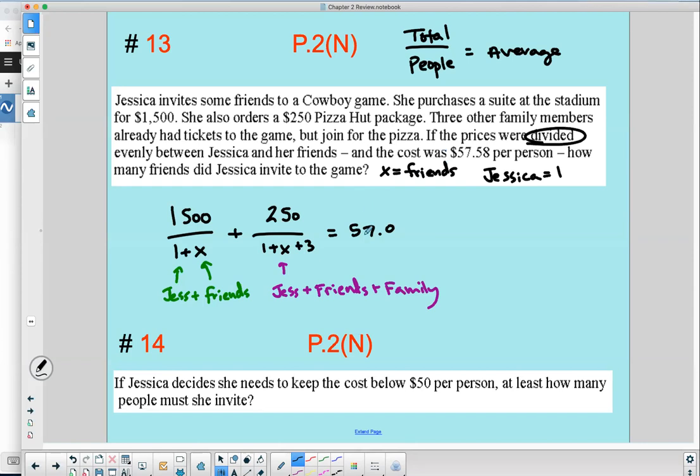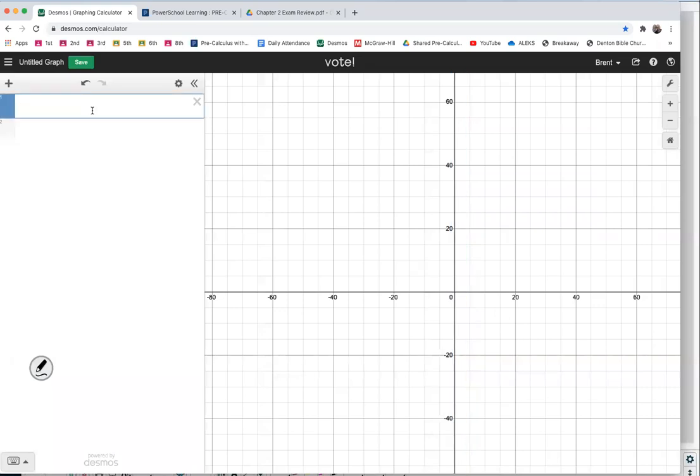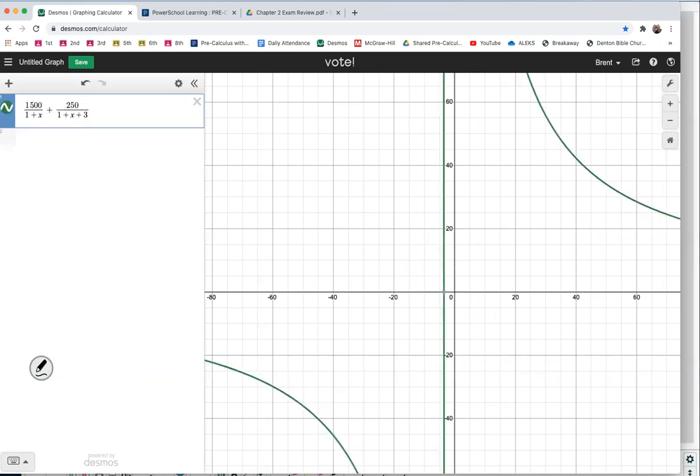$250. No, that's how much the pizza was. It was $57.58. That's your equation right there. So we come over to our graph. I'm going to end up separating this, but for right now, I'm going to write it out as one equation. 1,500 over 1 plus x. And by the way, you could do x plus 1, it doesn't change anything. Plus the $250 pizza, which is eaten by Jess, plus her friends, plus 3 family members. And this ended up being $57.58 average price.